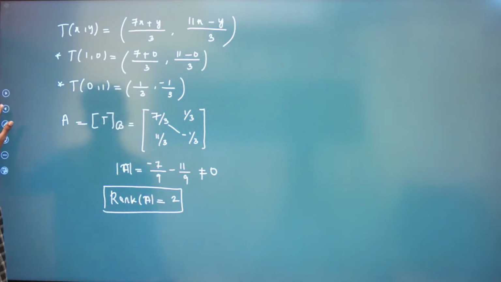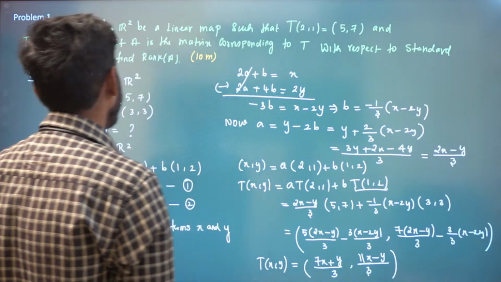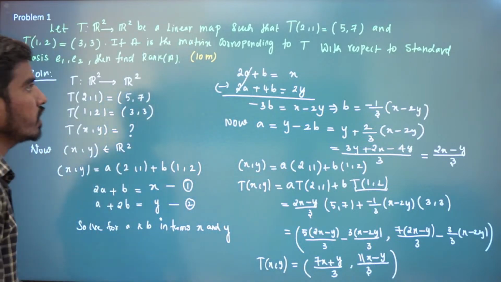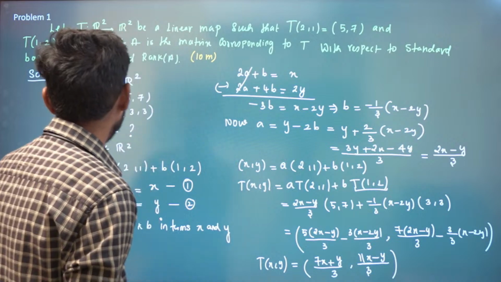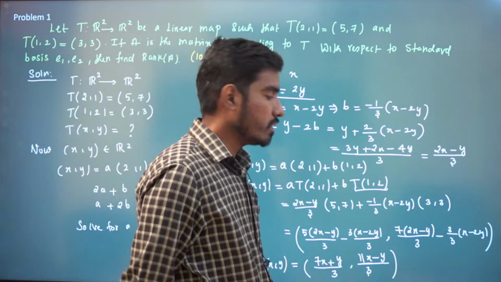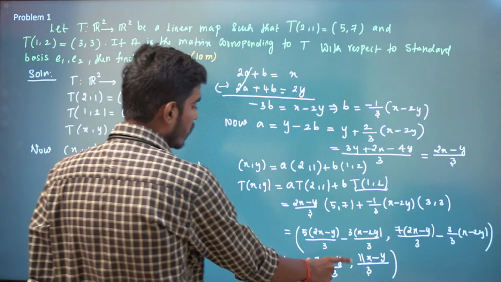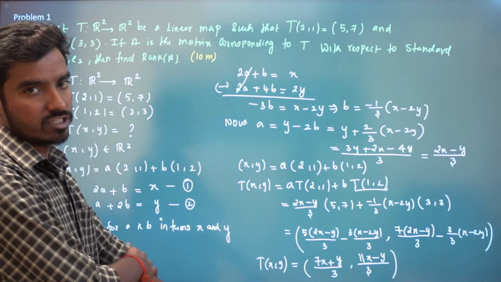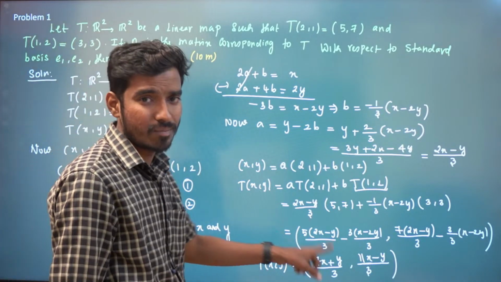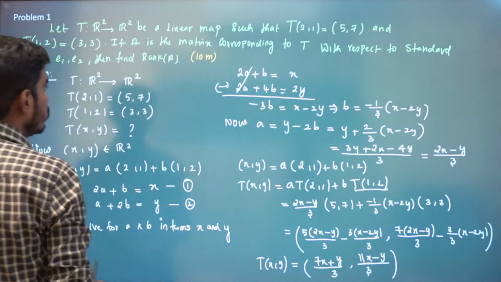Very simple problem. How many marks? 10 marks. Let T from R2 to R2 be a linear map such that T of (2, 1) takes (5, 7) and T of (1, 2) takes (3, 3). So we have found a linear map which is ((7x plus y)/3, (11x minus y)/3). For this linear map, you find the matrix with respect to the standard basis. Call that matrix A. For that matrix A, you find the rank. So the rank is equal to 2.